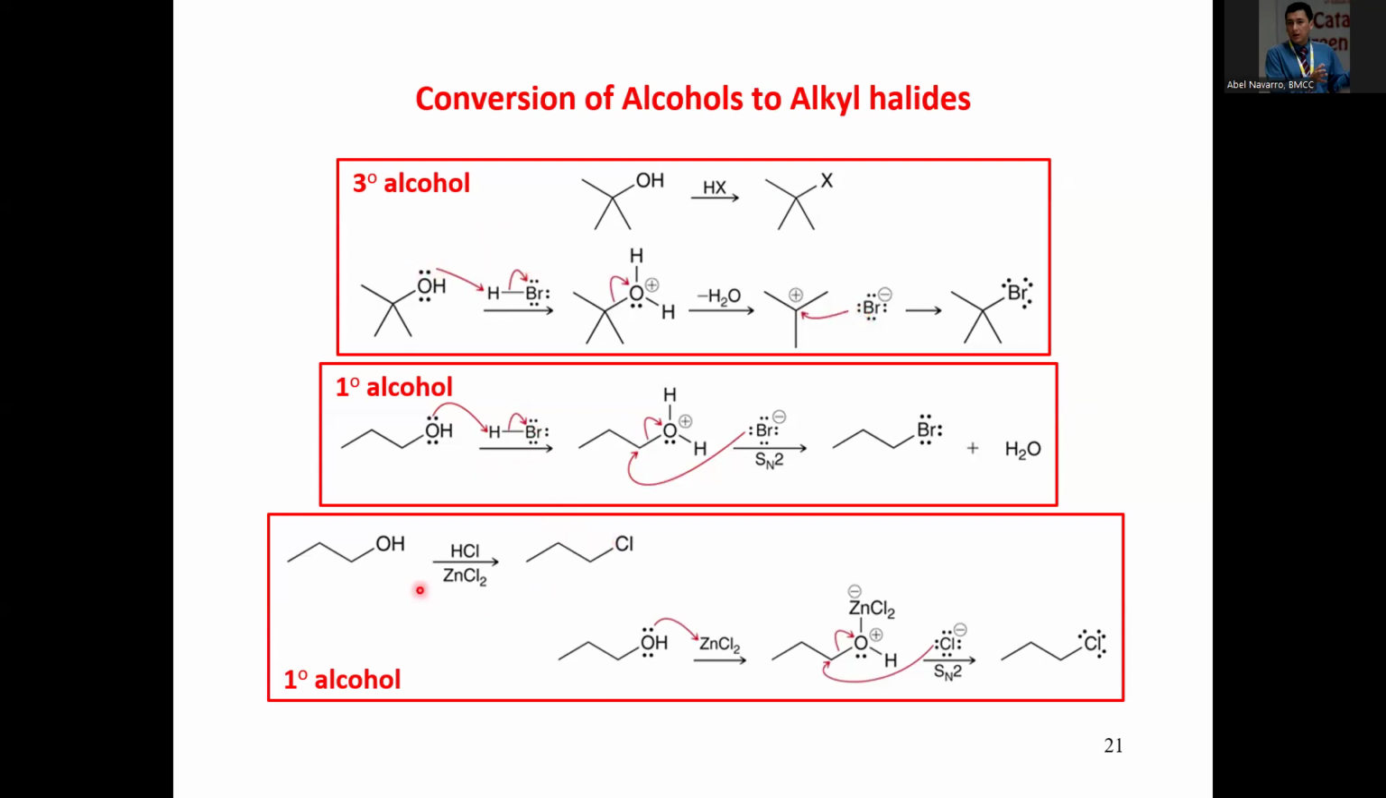For a primary alcohol, you can speed up this reaction. You use a catalyst, zinc chloride. Zinc chloride helps you lose the OH, because this one is a primary substrate, so it's more difficult. This is called the Lucas reaction, the Lucas test, to produce an alkyl halide. Okay?